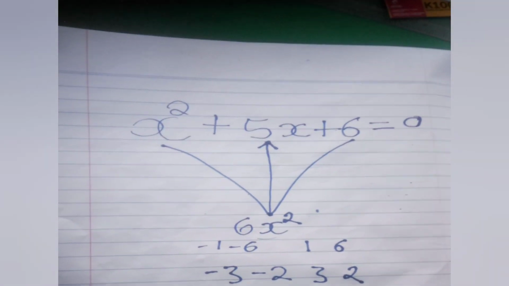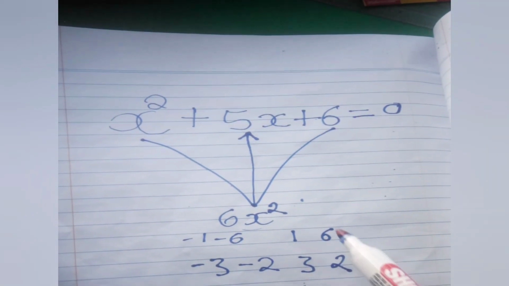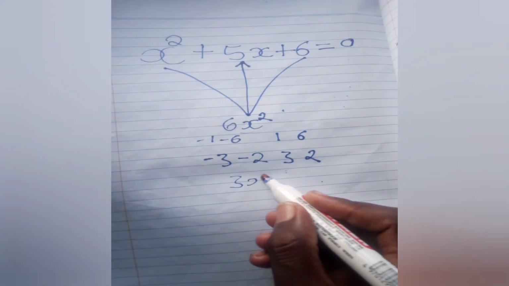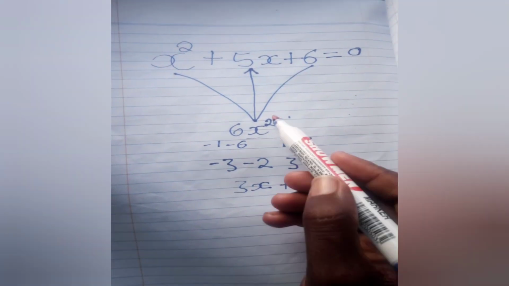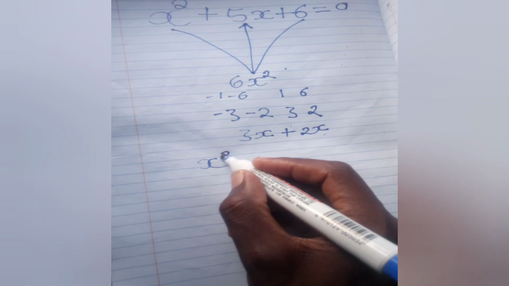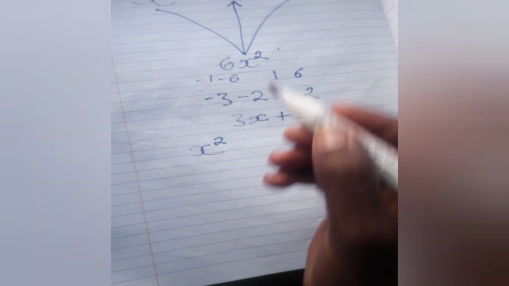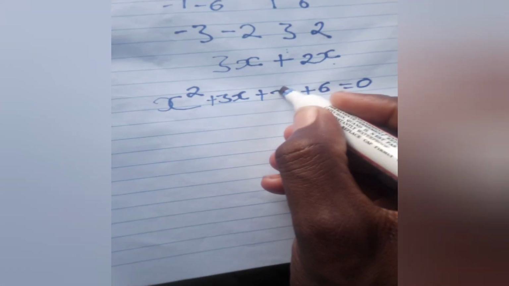And this one cannot make 5. Addition of this one cannot make 5. Addition of this one cannot make 5. But this one can. Therefore, we're going to use 3x plus 2x instead of 5x. Then the equation will look like this. I'll leave the gap in the middle here. Then instead of 5x, I'll put these factors: 3x plus 2x.